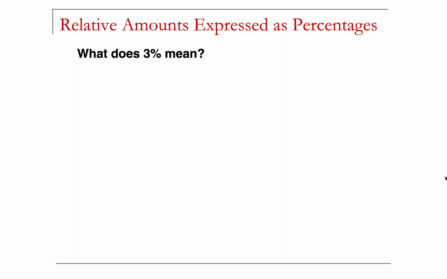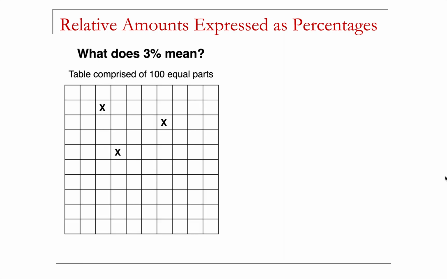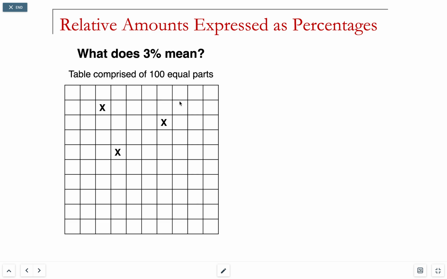Well, the term percent means parts per hundred, so that if you have 100 equal parts, like in this table, there are 100 spaces, how much of the space is occupied? In this case, I've got 1, 2, 3 out of 100 spaces occupied. That is a 3% occupation. Okay, 3 parts are occupied out of a total of 100 possible parts. So it's 3 parts per 100 that is occupied.